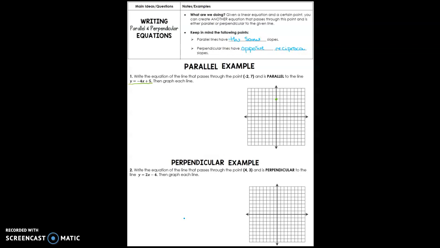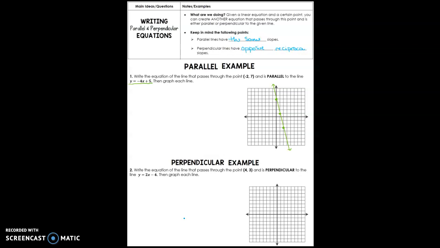And so I go up to 5 on the y-axis because that's my y-intercept. And then my slope here is negative 4 over 1. So my rise is negative 4, so I'm going down 4 over 1. Down 4 over 1. And then I can draw my line.